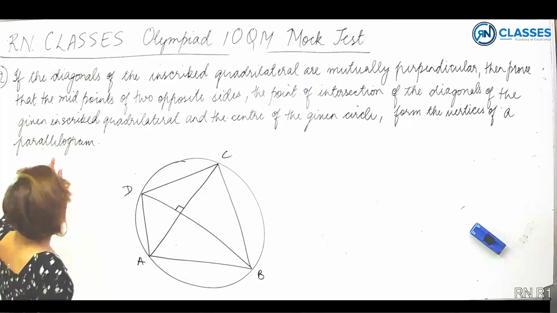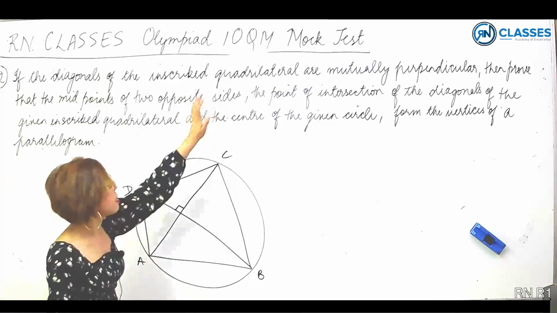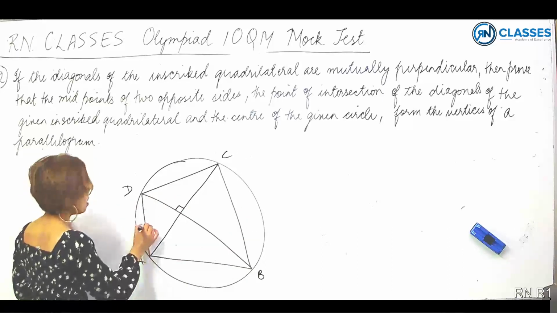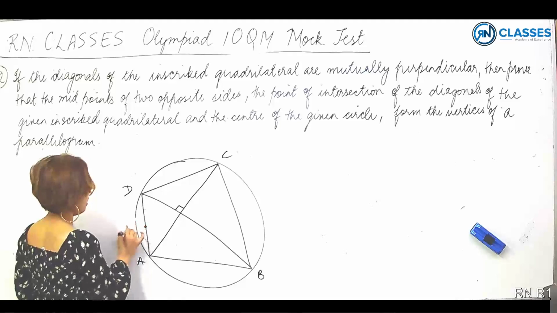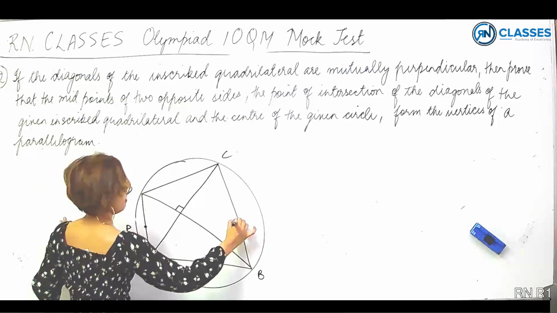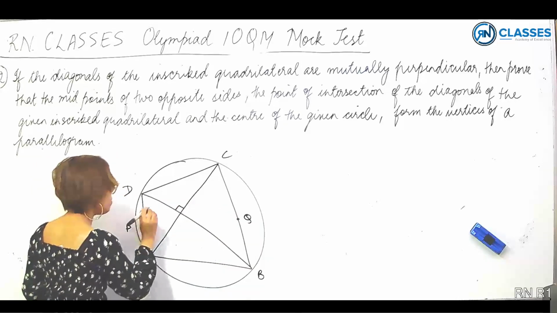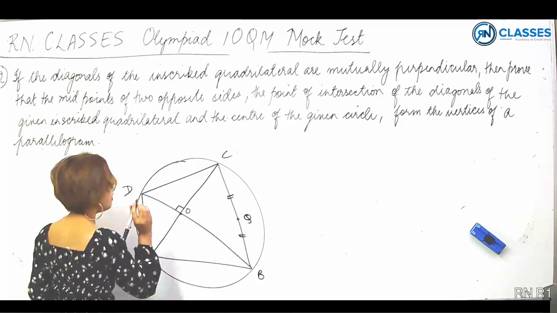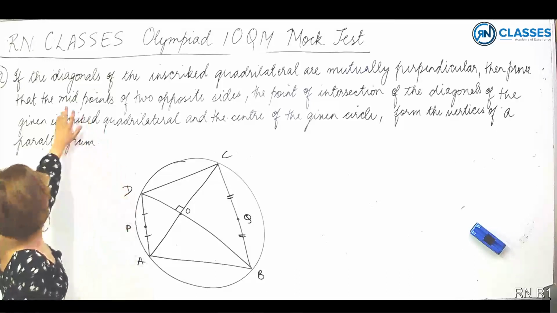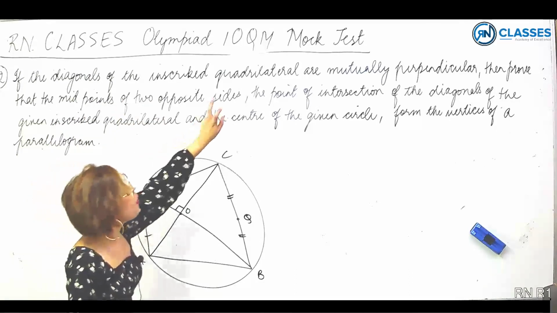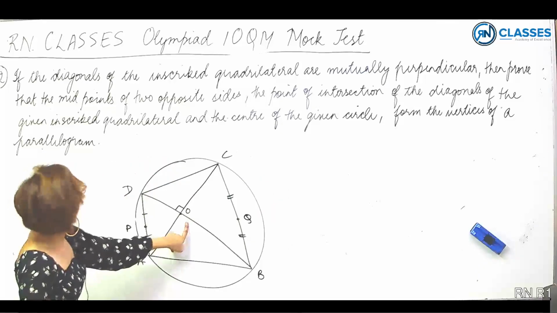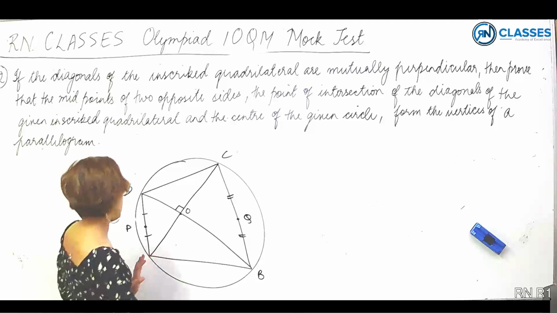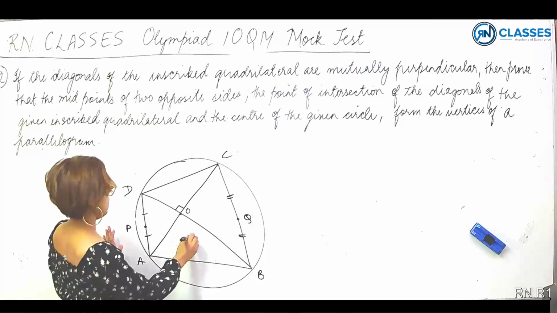Cool. Then prove that the midpoints of the two opposite sides. So let me take AD and BC to be my opposite sides. Suppose the midpoint is here, so that is P, and let that be Q. Now mark it on your diagram. This is equal to this, and this is equal to this. Also, this was O. Now, midpoints of the two opposite sides, done. The point of intersection of the diagonals, which is O, and the center of the given circle. Now, the center of this given circle, so maybe it is here.